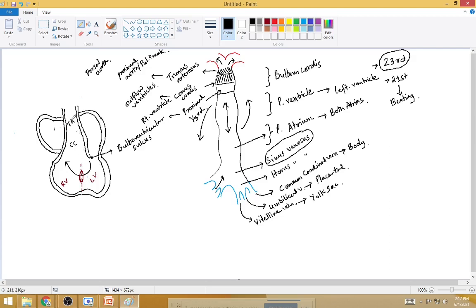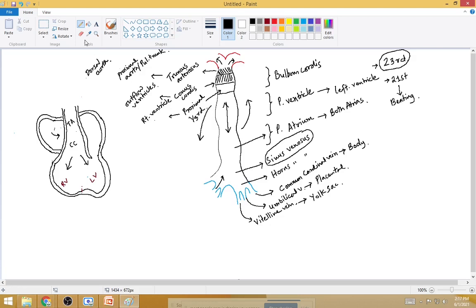But now, since the bulboventricular part, the conotruncal part, moves towards the right, now both the ventricles are having access to this. So now it has formed a common chamber. It is communicating with both the ventricles. Okay, so the bulboventricular sulcus slowly disappears, so that there is this conus cordis which is forming a direct communication with both of them.